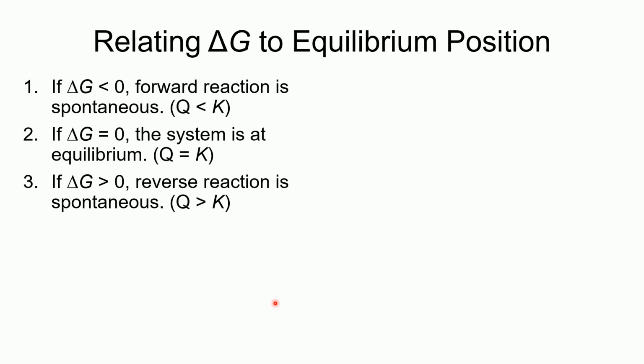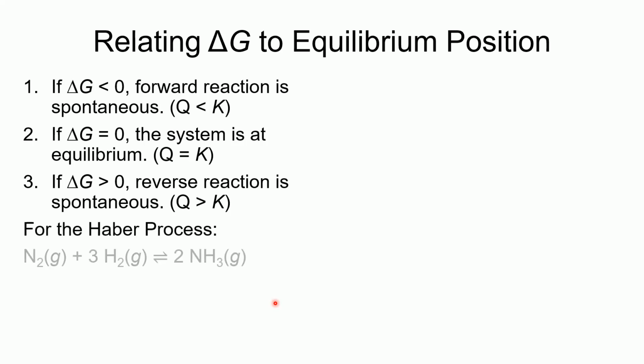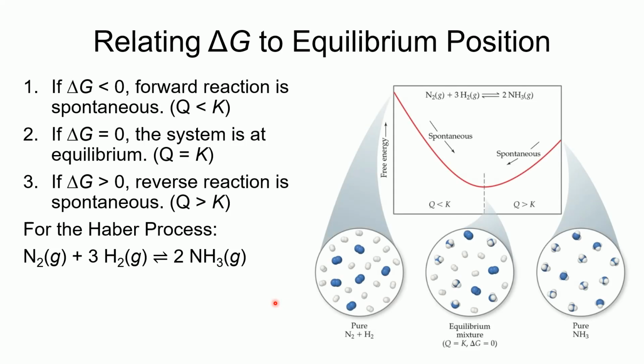So now we've got the Q and K. We're going to talk about the Haber process again. So here's the Haber process, and I'm going to show you a new kind of diagram that I haven't shown you. And this is a free energy diagram. It's a little bit unusual, so we'll unpack this. It'll just take a few minutes.